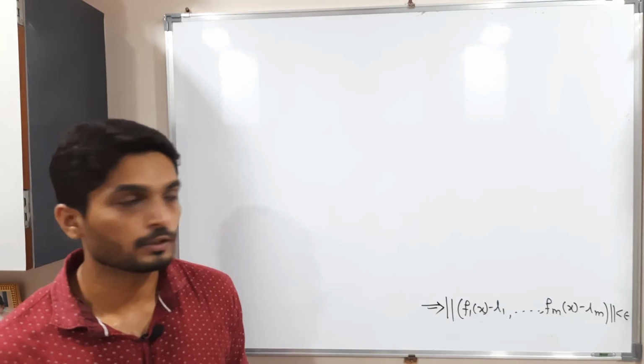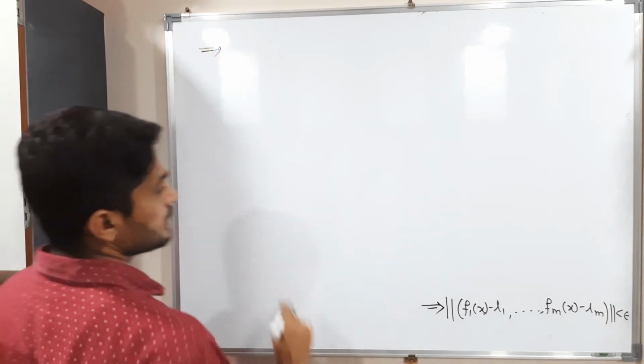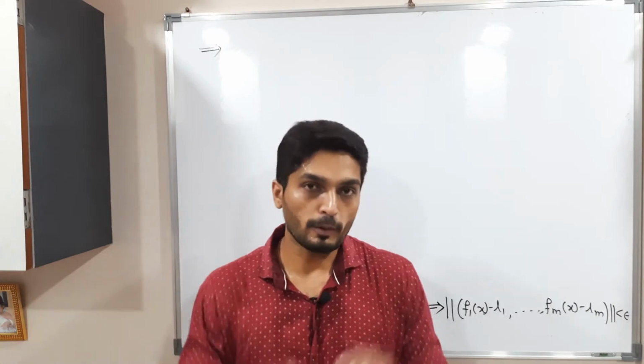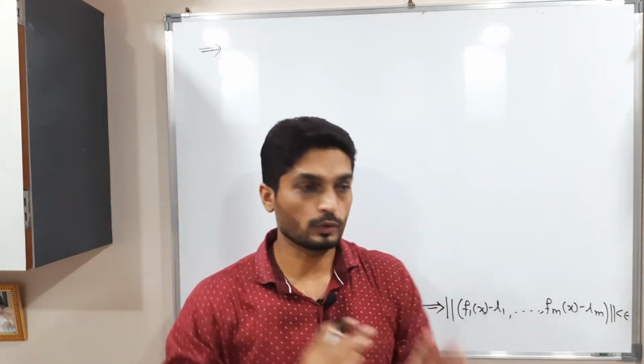Okay, so let us continue. So this implies, what can I write? Let us use the definition of norm. Norm means the square root of the square of the first component plus the square of the second, and so on. Let us do that.